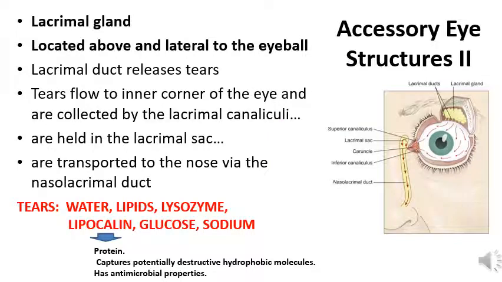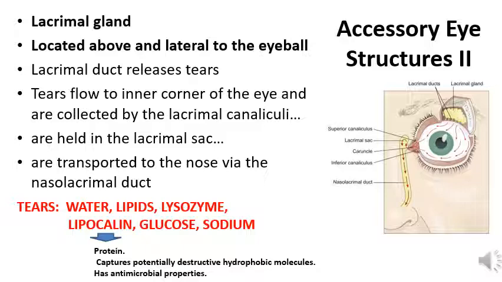Let's talk about tears. Tears are generated by something called the lacrimal gland. There's one located above and lateral to the eyeball on each side. And the lacrimal gland is an exocrine gland, and so it's going to be drained by a lacrimal duct.